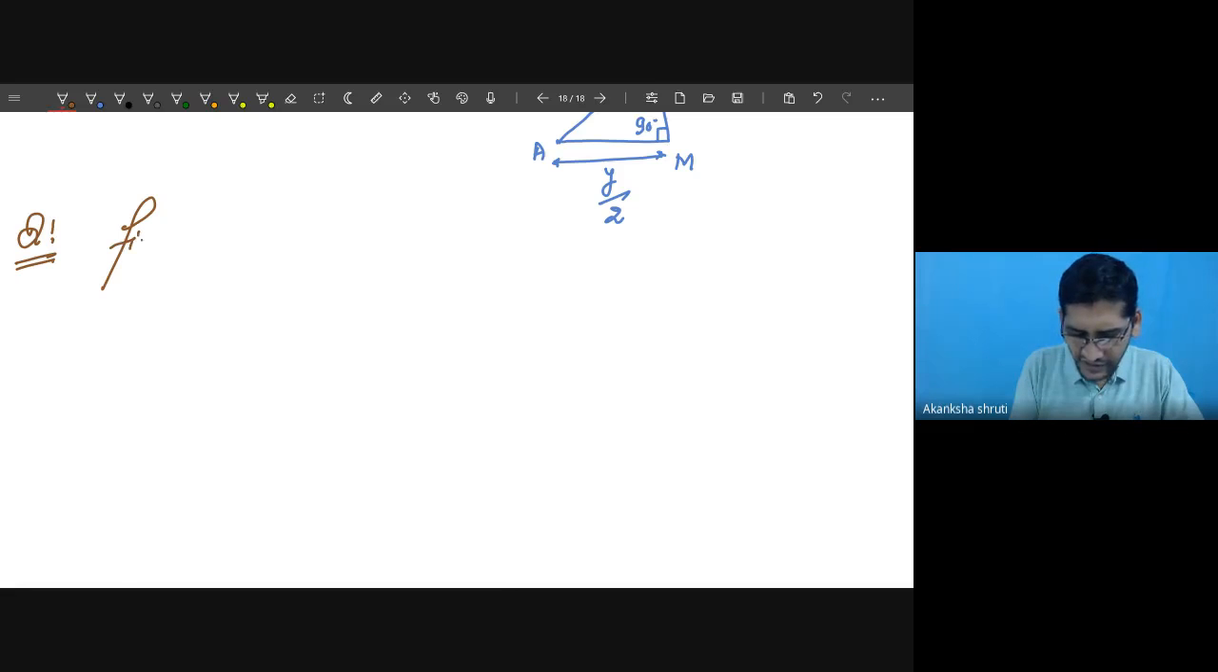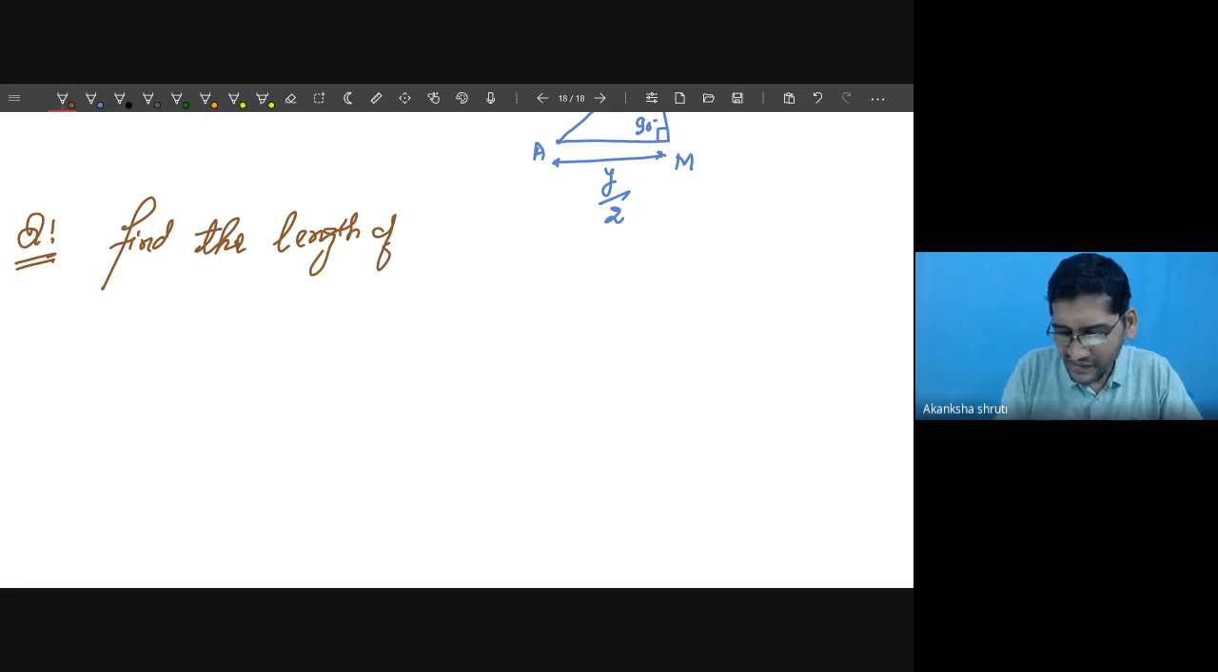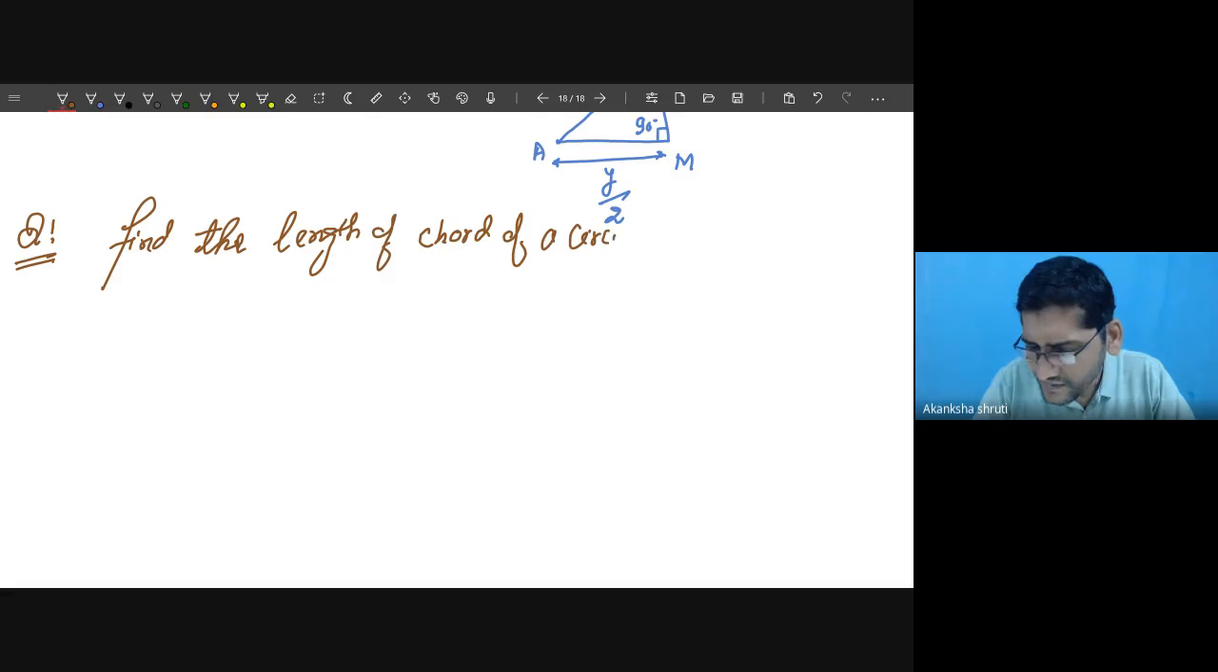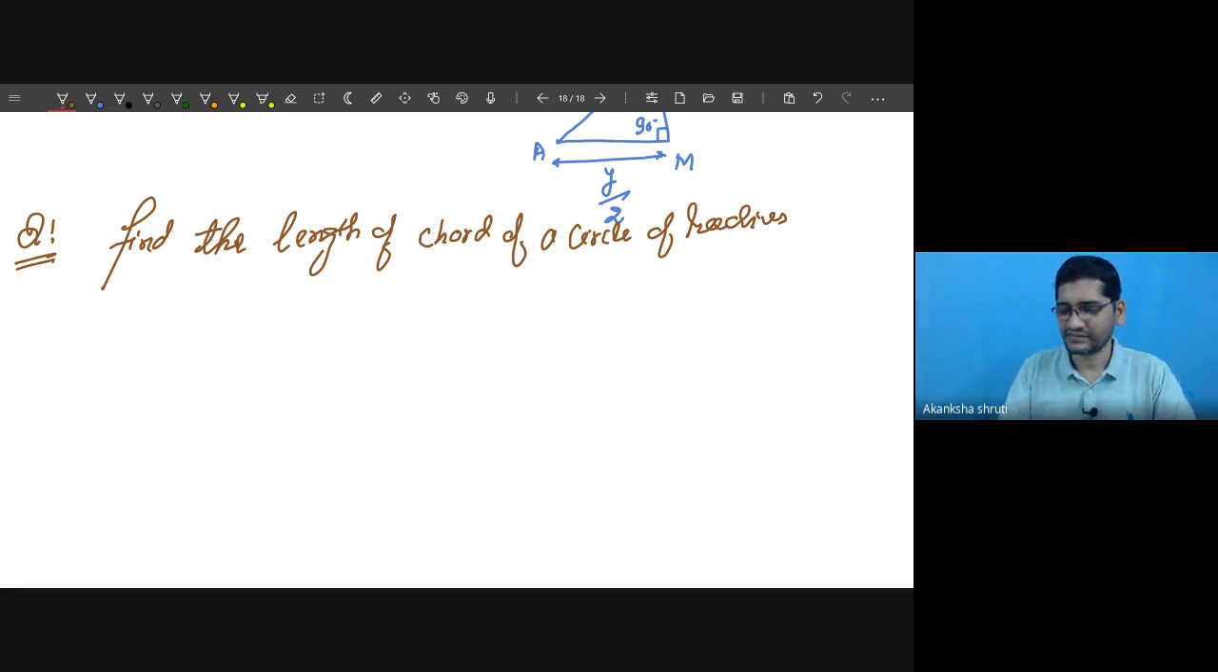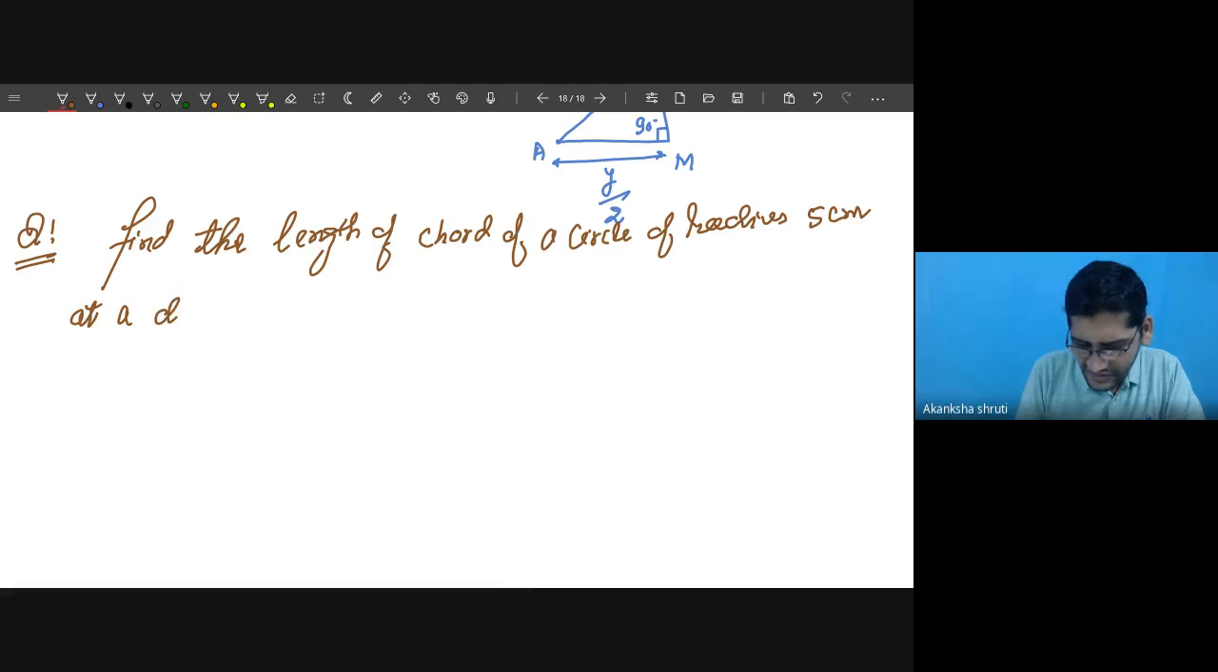So find the length of chord of a circle of radius 5 centimeter at a distance of 3 centimeter.